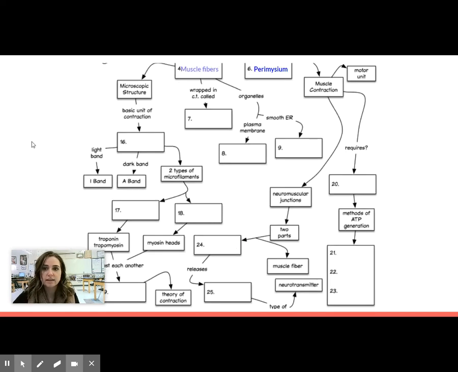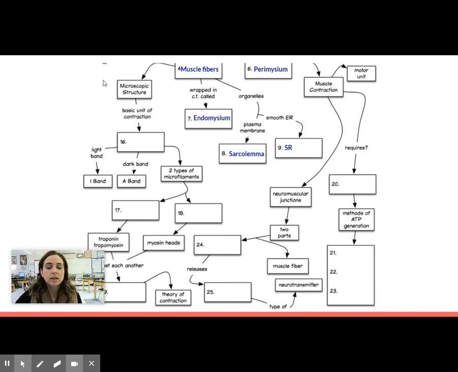Alrighty, moving down to the next half of the page. Reviewing here the muscle fiber, I mentioned it is wrapped in the connective tissue that we call endomysium. And then moving on to the organelles. The plasma membrane of our muscle fiber is called the sarcolemma. And the smooth ER, the endoplasmic reticulum of our muscle fiber isn't called endoplasmic reticulum, but it's called your sarcoplasmic reticulum. You can write it out, but I was lazy. I just wrote SR.